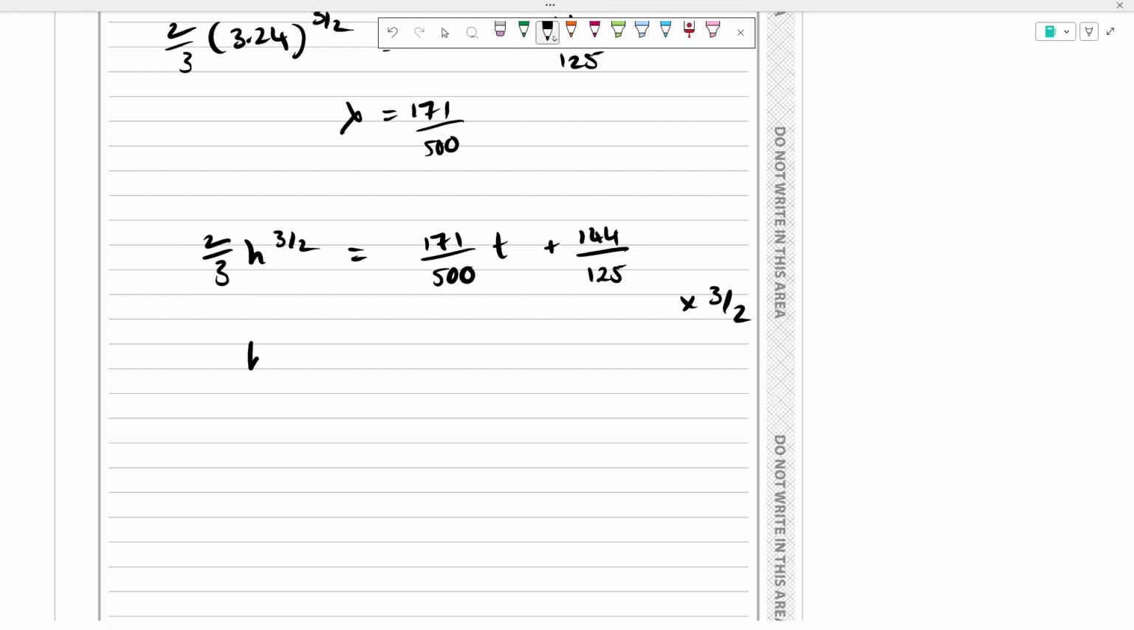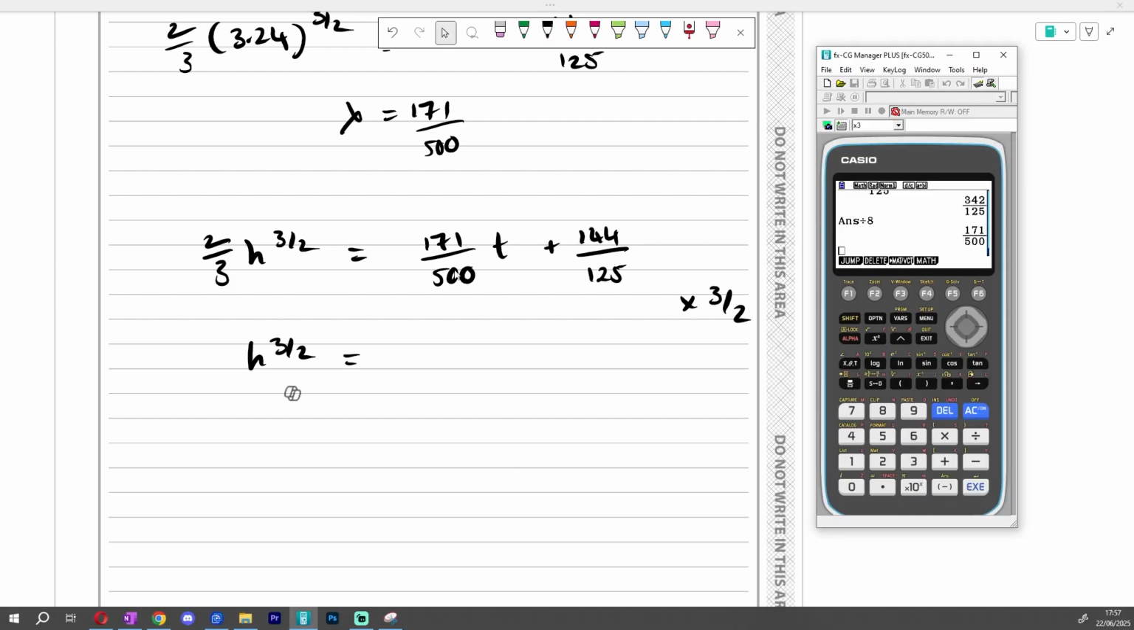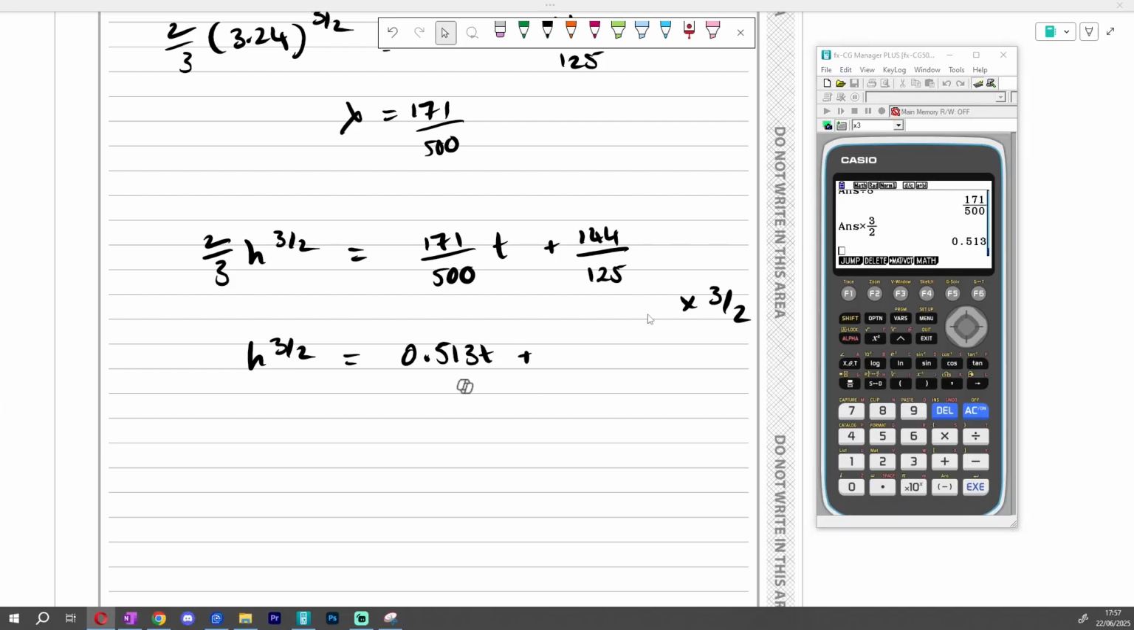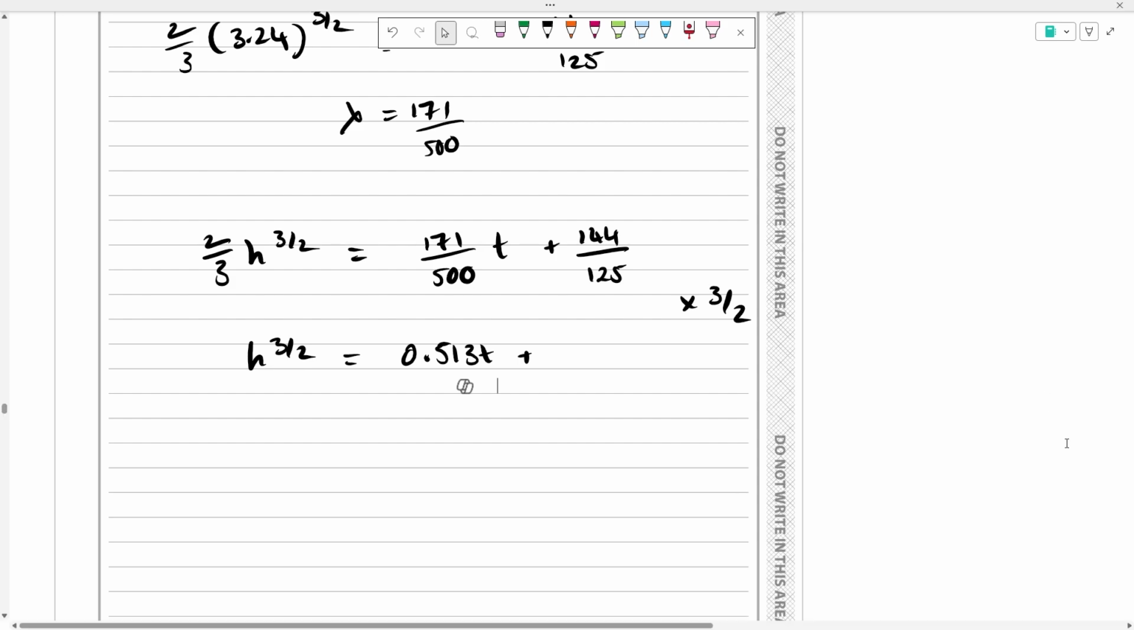So this becomes h to the power of 3/2 is equal to 171 over 500 times by 3/2, which gives us 513 over 1,000. I'm going to write that as a decimal, 0.513 t plus, what is that as a decimal, 144 over 125 times by 3/2 as well. That is 1.728, and that is our full 5 marks.